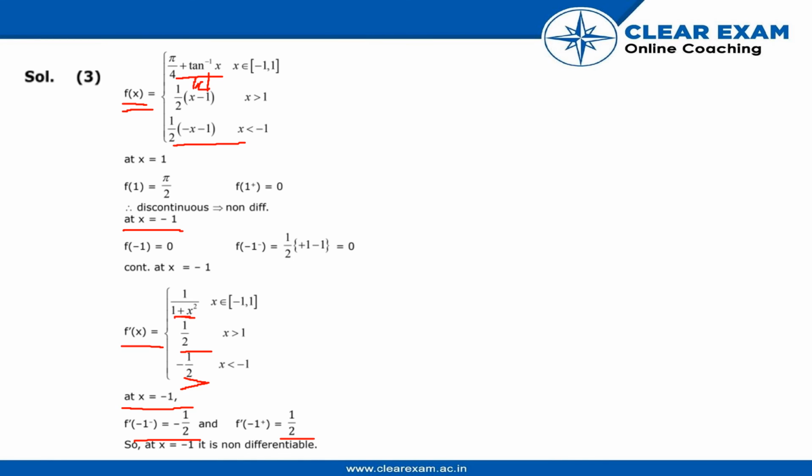This proves that at x equal to −1, it is not differentiable. Thus, option 3 is the answer.